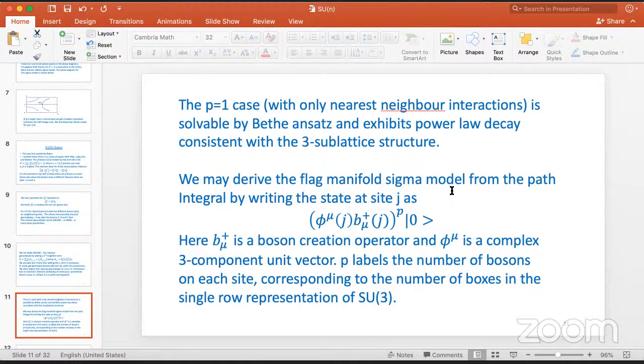For the symmetric representation with p sites, we can represent the state on each site as this phi u j, b_u dagger j to the power p. And so phi u is a complex 3-component unit vector. The P label is the number of bosons on each site, corresponding to the number of boxes in the single row representation of SU3.